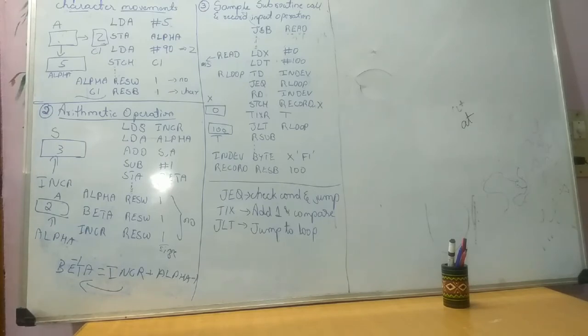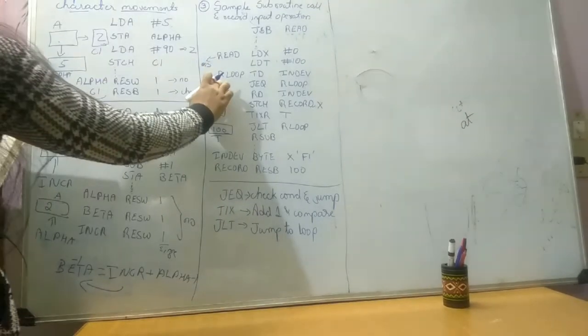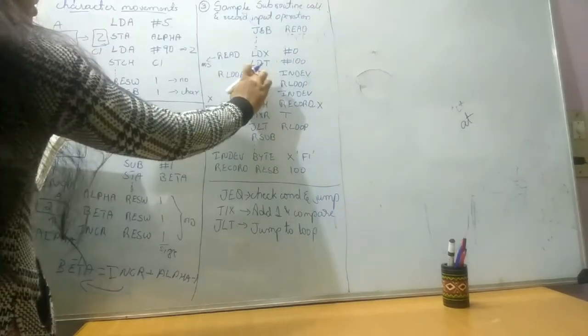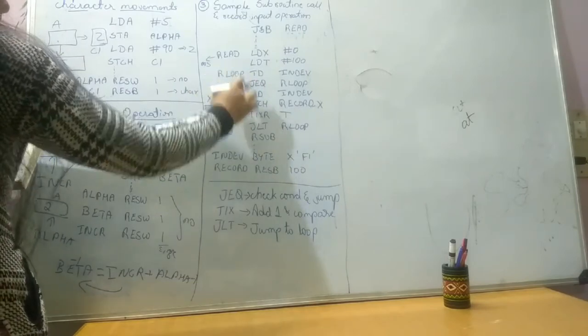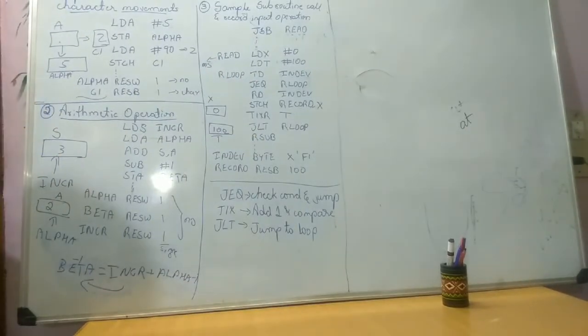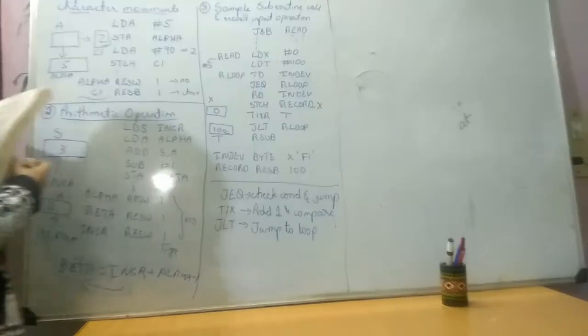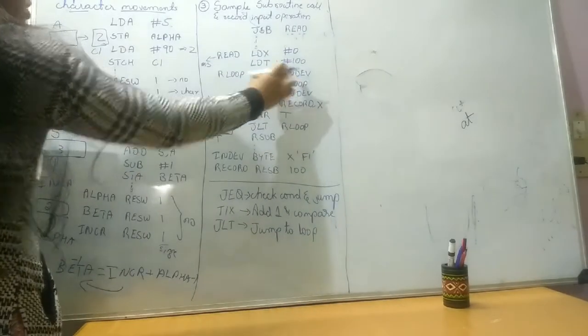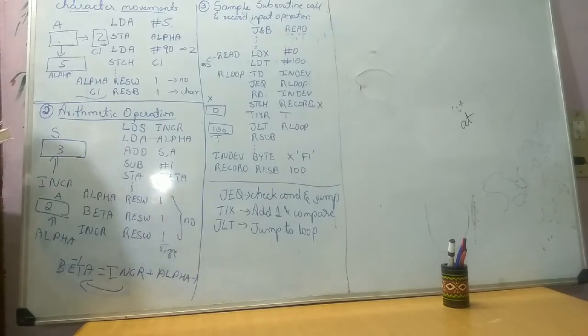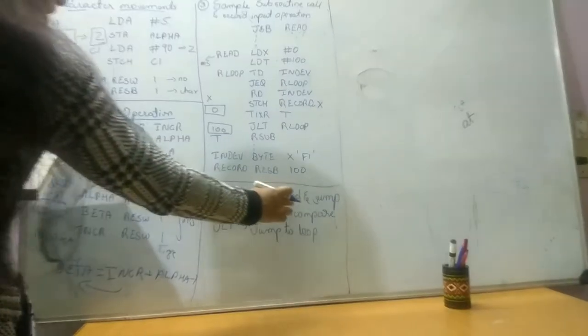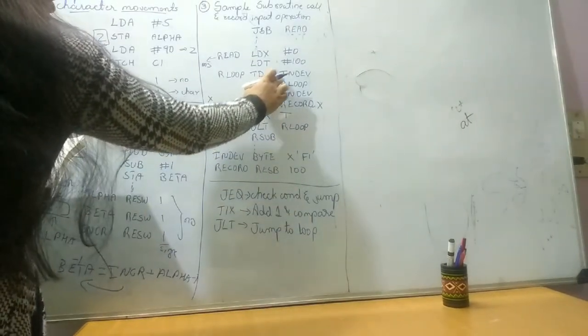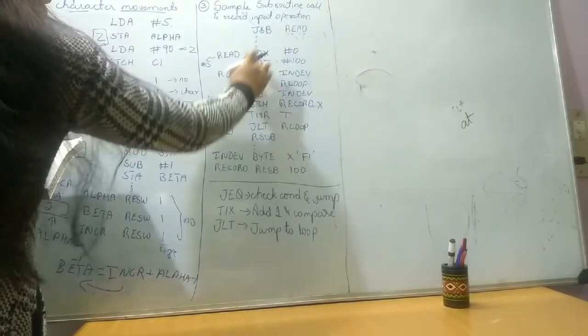Then within the same function there is an RLOOP. For this statement we are writing a looping statement, RLOOP. Let us see what RLOOP will do. TD, we have seen, is for test device. It will test whether the input device is ready or not. If it is not ready, we have to keep on checking. That is done by the JEQ, which checks the condition and jumps. If the device is not ready, it will keep continuing.